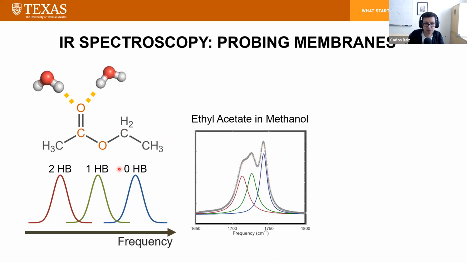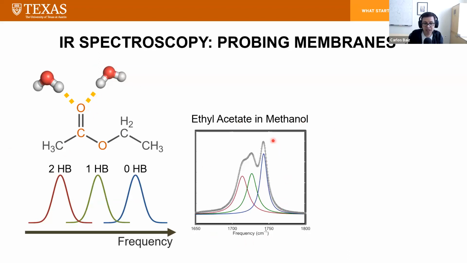So this is 0 hydrogen bonds, meaning the carbonyl that's not hydrogen bonded to anything. 1 hydrogen bond would be 1 OH interacting with this carbonyl. 2 hydrogen bonds would be 2 OHs. In the experimental example it is methanol, but here in the cartoon it is water.